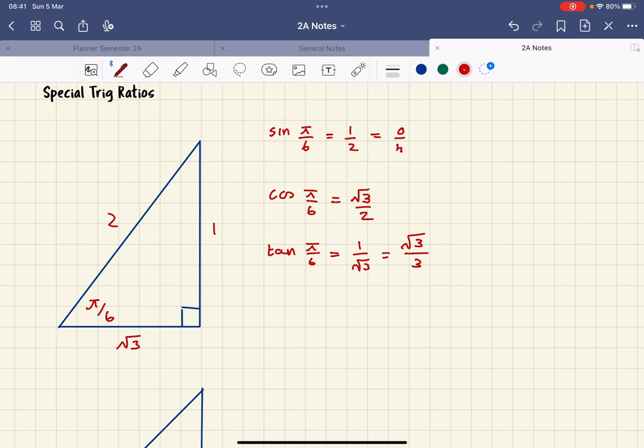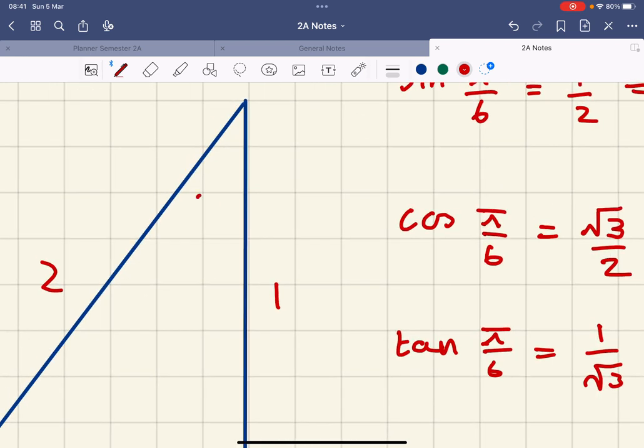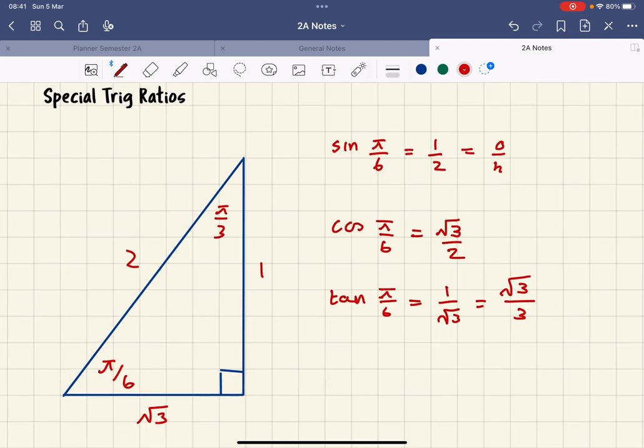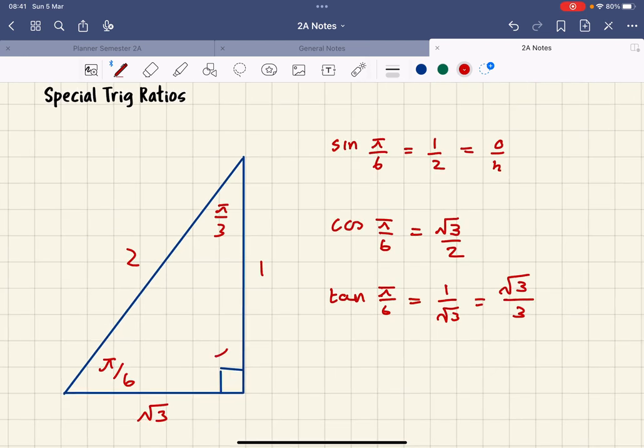Now, if that one angle down the bottom is pi over 6, the other angle at the top is pi over 3. Because this angle in here is pi over 2, and all of them add up together to give me pi. If you're still thinking in degrees, pi over 3 is 60 degrees, so 60 and 30.